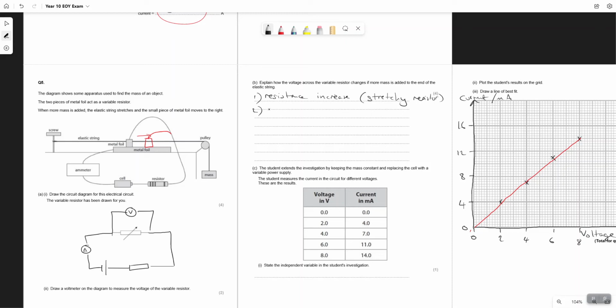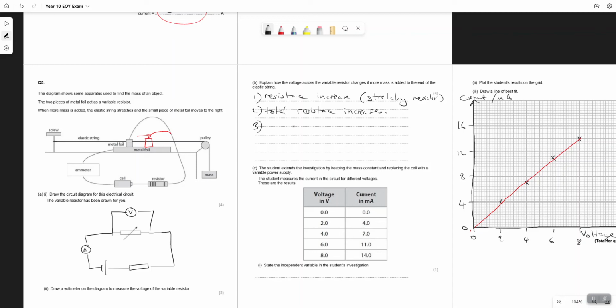It also says therefore total resistance increases. Okay, so let's say we had doubled this resistance from 5 to 10, and this had a resistance of 10, then we've gone from 15 to 20. So, you know, we just added more resistance. So you can get a mark saying the total resistance, the whole circuit's gone up. It's quite exciting.